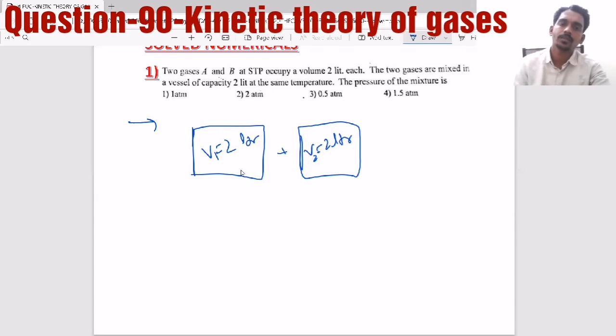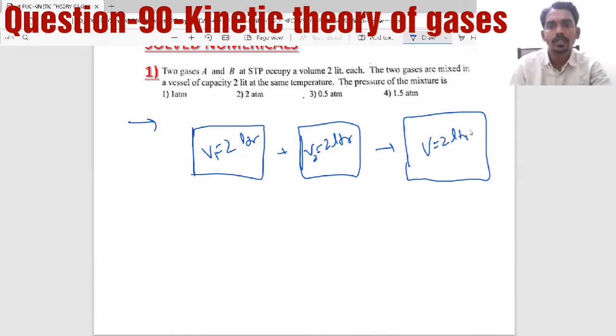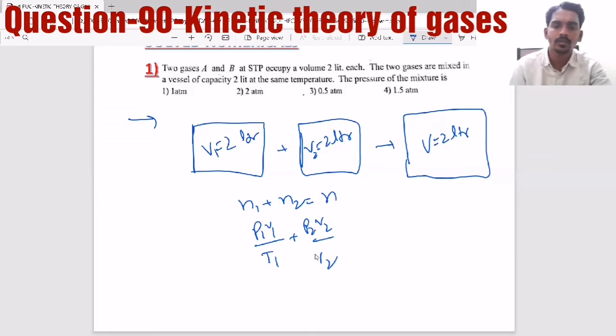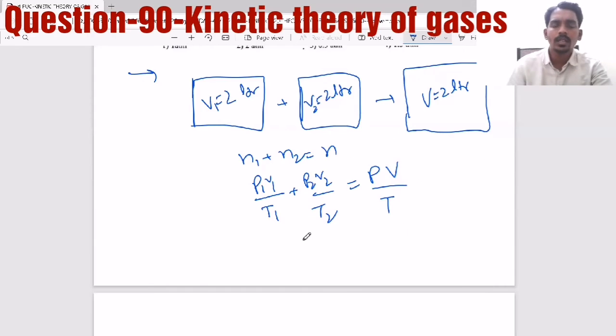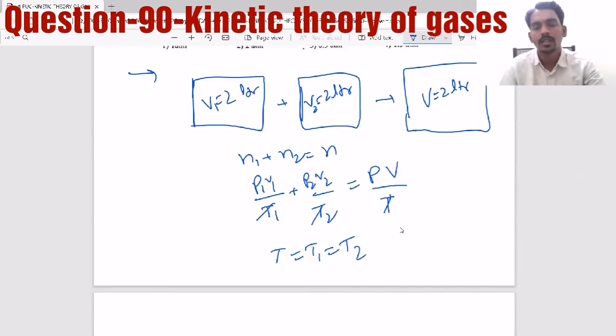Now at STP, standard pressure is 1 atmosphere, temperature 27 degrees Celsius. Now they are mixed into one final volume of again 2 liter. The pressure of the mixture? Now the number of moles remains the same. And according to the ideal gas equation, P1V1/T1 plus P2V2/T2 equals PV/T. Now they are telling that they are at the same temperature. So T equals T1 equals T2. Initially they are at STP, finally also at standard temperature only.